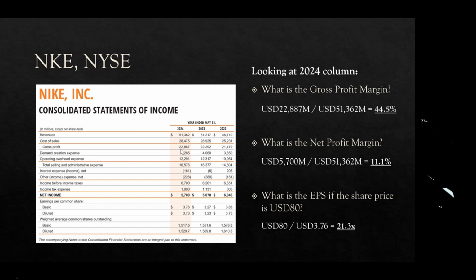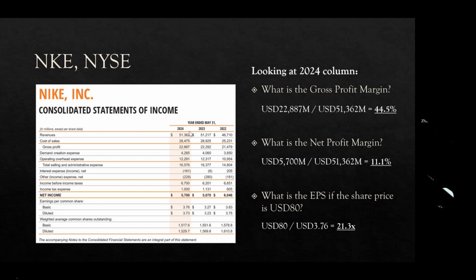So you just basically take 22,887 divided by 51,362. This is the gross profit margin, which is not bad, 44.5%. But do I stop there? No. I will then use my favorite number, which is net profit. Then I will see what the net profit is. The net profit is 5.7 billion, or 5,700 over here.